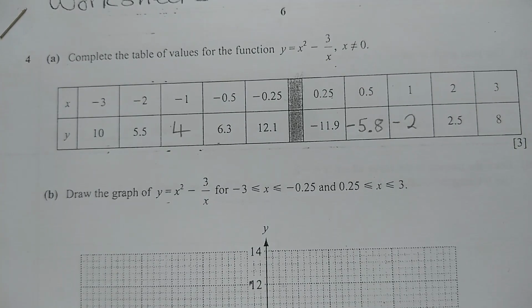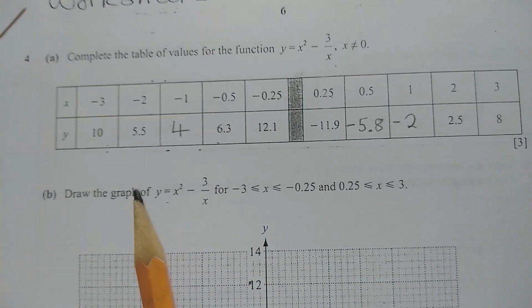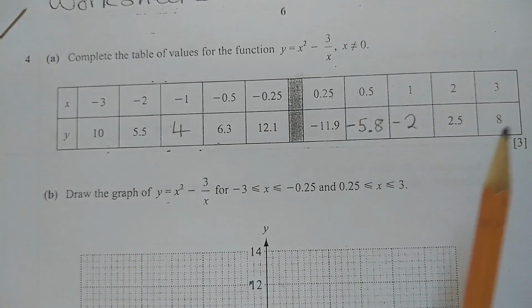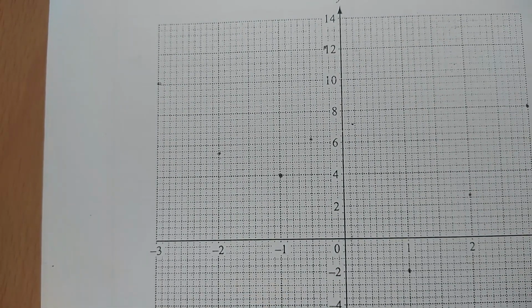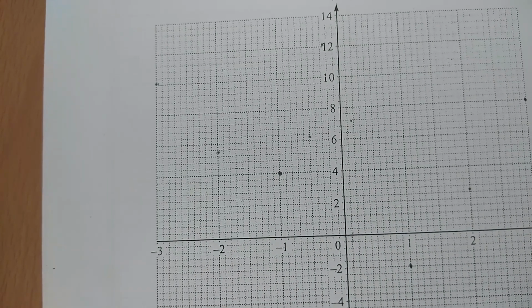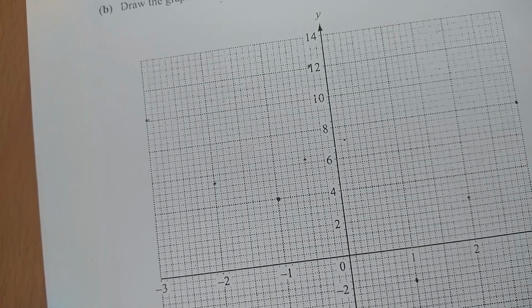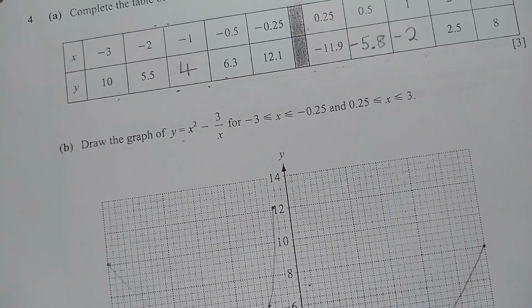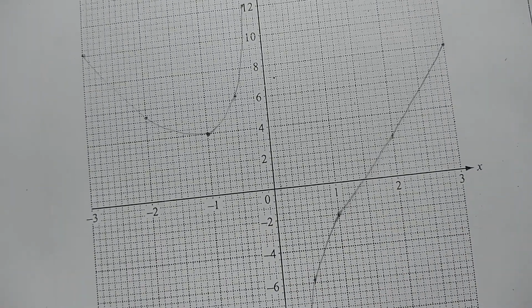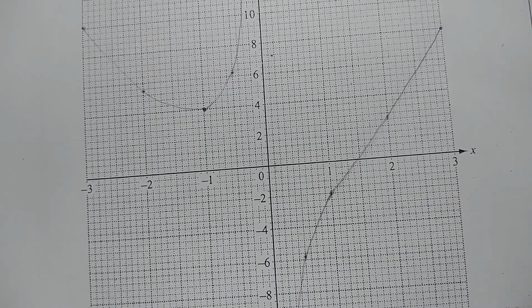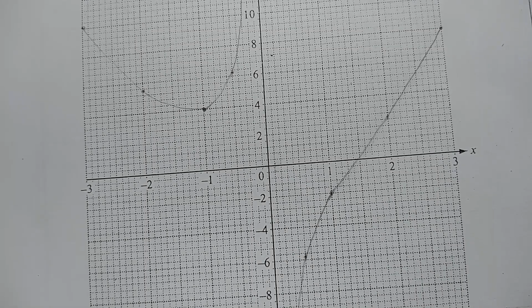So when drawing, make sure that you plot all your coordinates, okay? After plotting all your coordinates, we're going to join them using freehand. Do not use a ruler here, okay? So let's join our coordinates. After joining your coordinates, you're going to have something like this, right? Now we're going to answer questions using our graph.